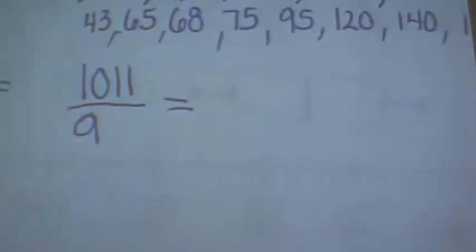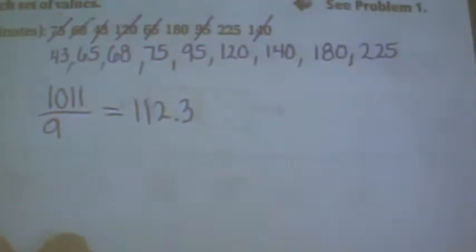Tell me what you got. 112. What'd you get? 112.33. No, what'd you get for the adding part? Oh. 1,001. Did you get that number? Yeah. Okay. And how many did we say there were? 9? And what's your answer? 112.3. That's your average. Okay.